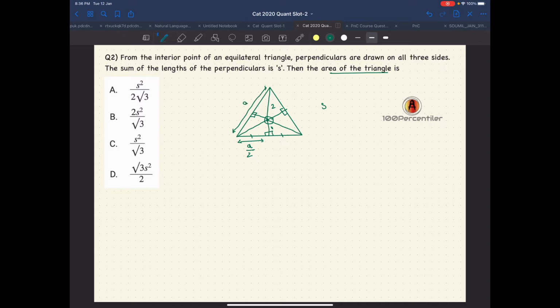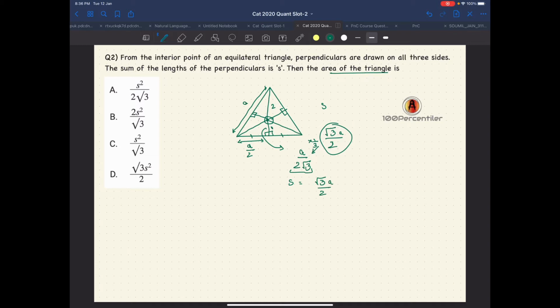Therefore, the median length is root 3 A by 2. We simply use the Pythagoras theorem to get this length. Therefore, the length of this side would be what? A upon 2 root 3, which is 1 upon 3 times this length. Therefore, we get this particular length. Now, S is the sum of three of these lengths. So, S will be nothing but root 3 A upon 2.